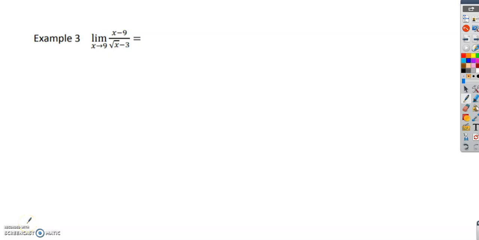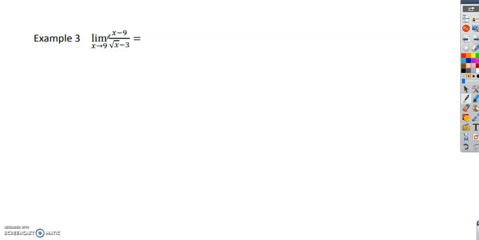Okay, let's take a look at another example. In example 3, again, the first thing that I should do is plug in 9. But if I do plug in 9, I get 9 minus 9, which is 0 on top, and square root of 9 minus 3, which is 3 minus 3, 0 on bottom. So again, I get that 0 over 0 situation, which means there's probably something I can do to simplify.